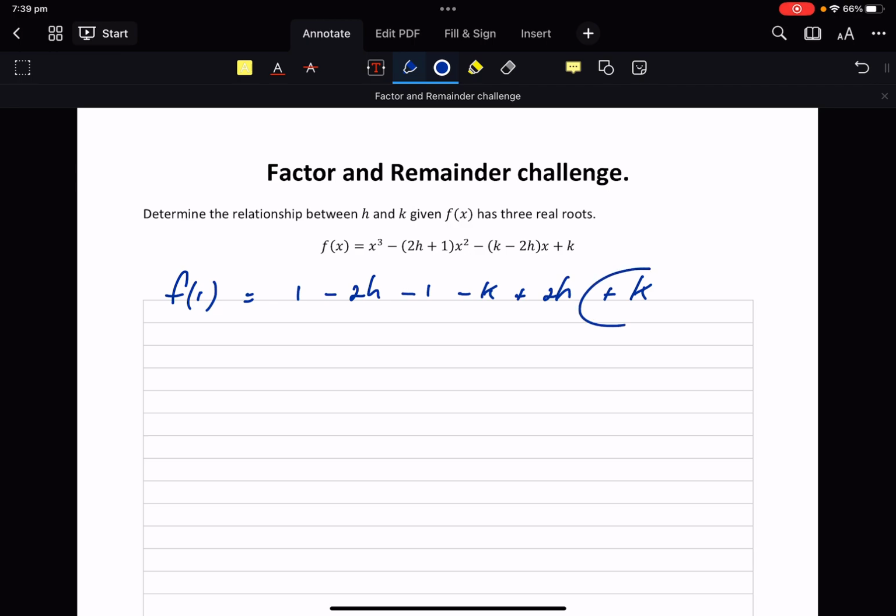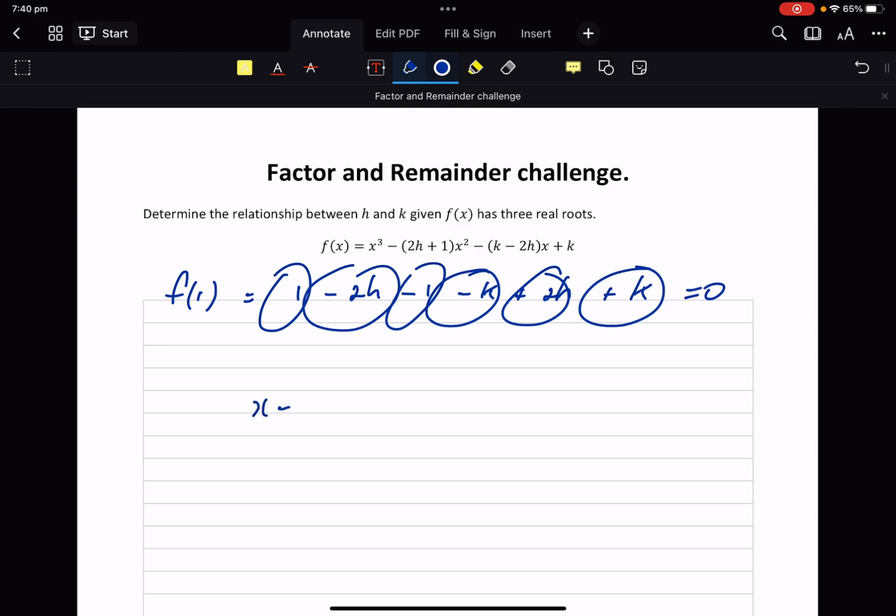And we've got a minus k and plus k, which go. We've got a 2h and minus 2h can go. And 1 minus 1, and they all equal 0. Therefore, 1 is a 0. Therefore, x minus 1 is a factor.